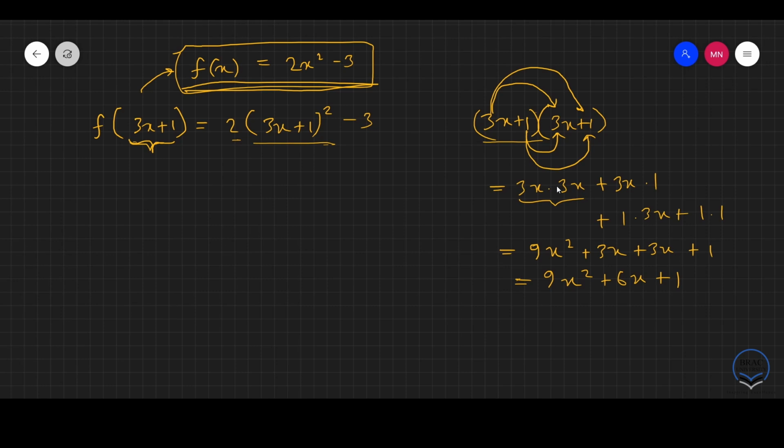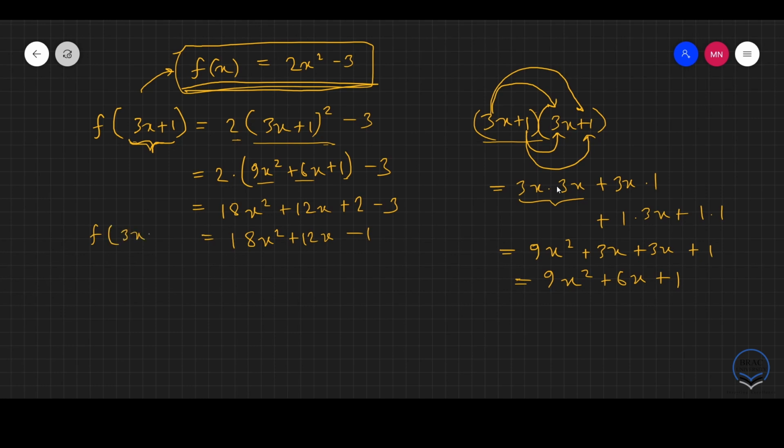So we have 2 times 9x squared plus 6x plus 1 minus 3. And now we multiply 2 with each of these terms. So we have 18x squared plus 12x plus 2 minus 3. And then this gives us minus 1. Right, so when our input is 3x plus 1, our function gives us this corresponding expression to the right.